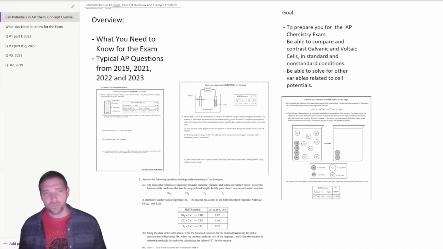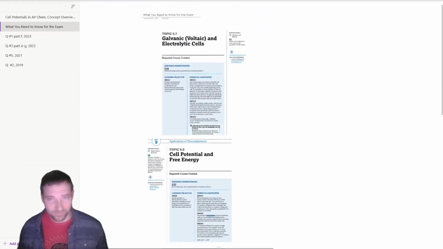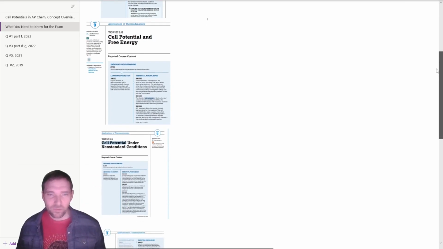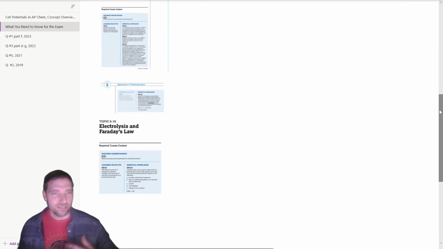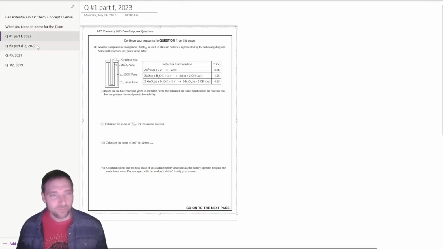Today we're going to go over cell potentials in AP chemistry. We're going to be doing that by going over what you really need to know. There's a ton of standards that you can look at, but we're really going to be doing more of a big picture kind of lecture style overview, going in depth about what these things really mean in more understandable terms.